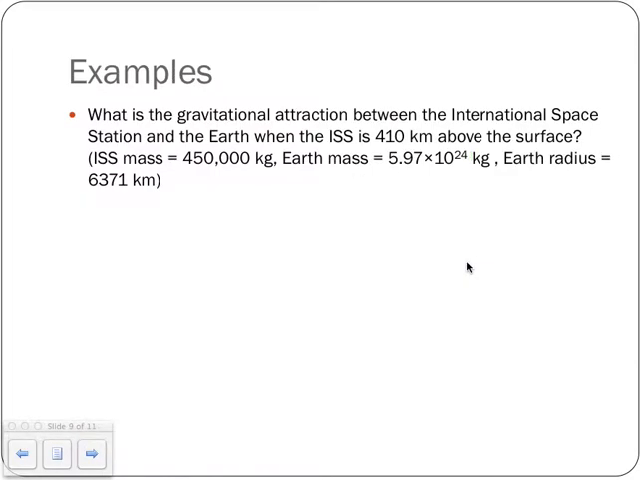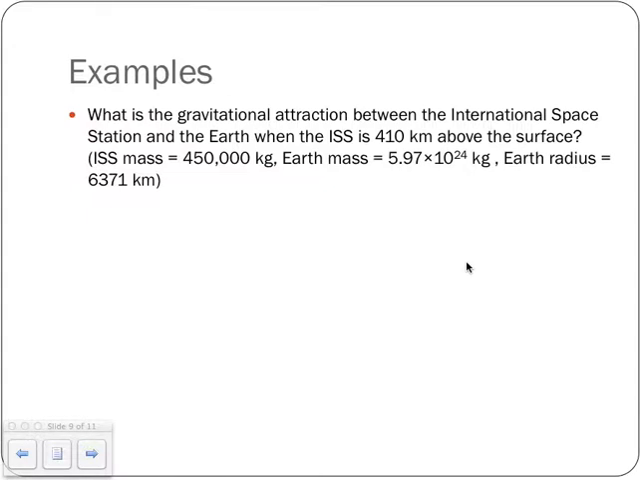So, first question, what's the gravitational attraction between the International Space Station and the Earth when the ISS is 410 kilometers above the surface? We're told that the mass of the International Space Station is 450,000 kilograms, the mass of the Earth is 5.97 times 10 to the 24th kilograms, and the radius of the Earth is 6371 kilometers.